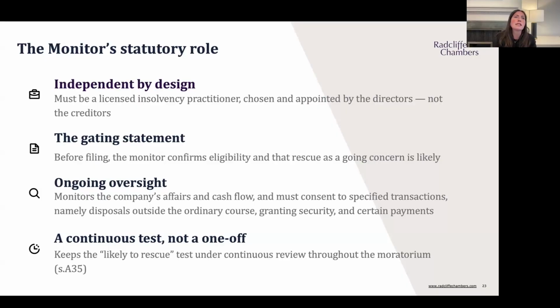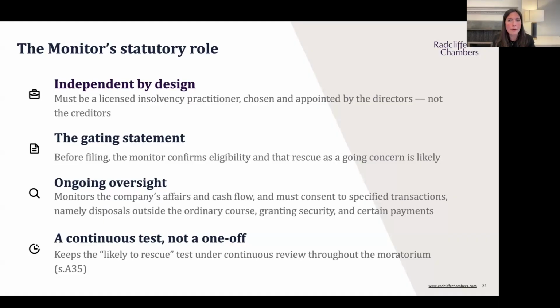Some sort of a summary of what their role is, in my view, in accordance with the legislation. So they've got to be a licensed IP. They are appointed by the directors, not the creditors, and there is an independence by design, in as much as their overview is absolutely fundamental to the operation of these moratorium cases. The gating statement, this is the confirmation that the company is likely to be rescued. It's not reasonably likely. It's a pretty firm statement. And this comes back to the suggestion I made earlier, that you need to really stress test viability at an early stage, because if the monitor can't get comfortable, then it doesn't go anywhere.